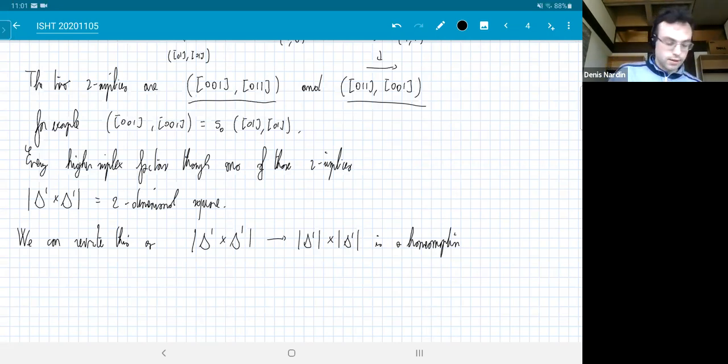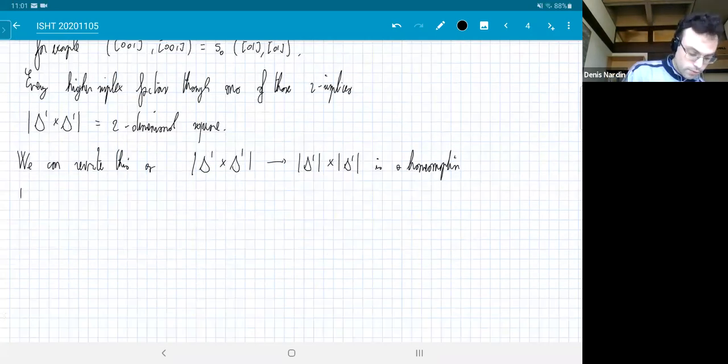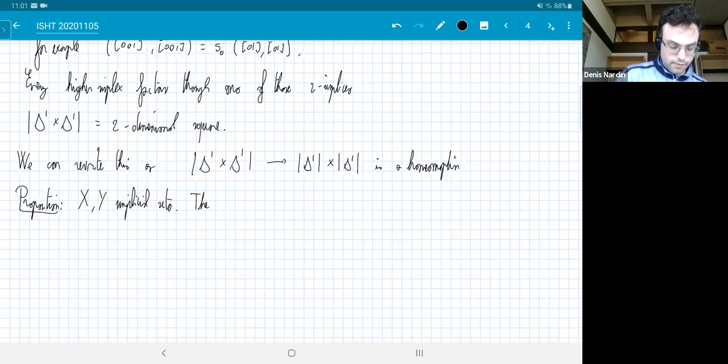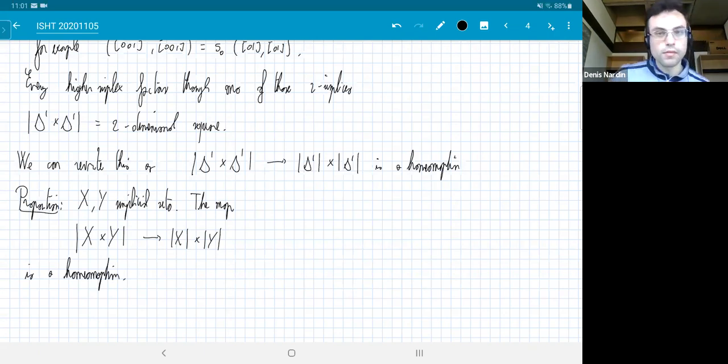Okay, and this is a special case of the following proposition, which does need that we're working in compactly generated spaces for it to be true, but I never mention it again. So X, Y simplicial sets, the map from the geometric realization of the product to the product of geometric realizations is a homeomorphism. This is perhaps not very essential, but it is useful to have around.